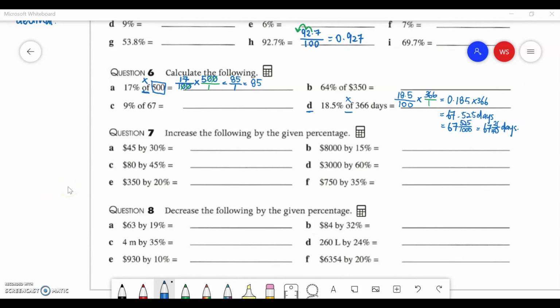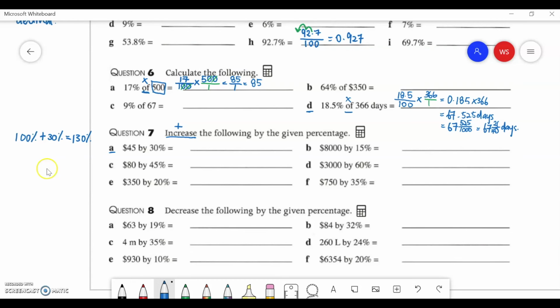Question 7. Increase the following by the given percentage. With anything that you increase, it's always adding on to your original percentage, which is 100. Okay, so your first step for this, let's look at 7A, $45 by 30%. This means we will have to take that original 100% plus 30%. So you can relate increase to addition. That's 130% that you're looking at.